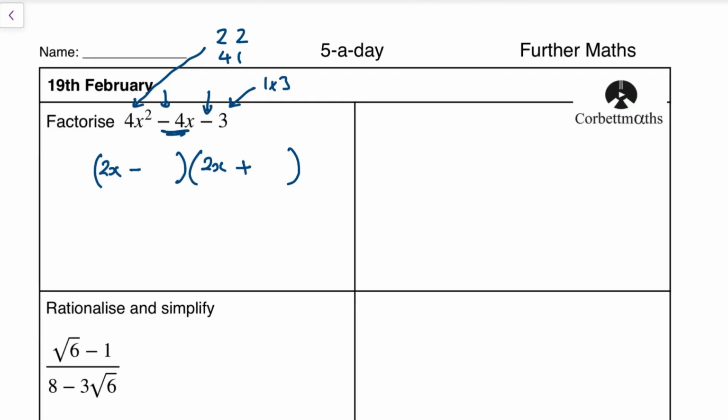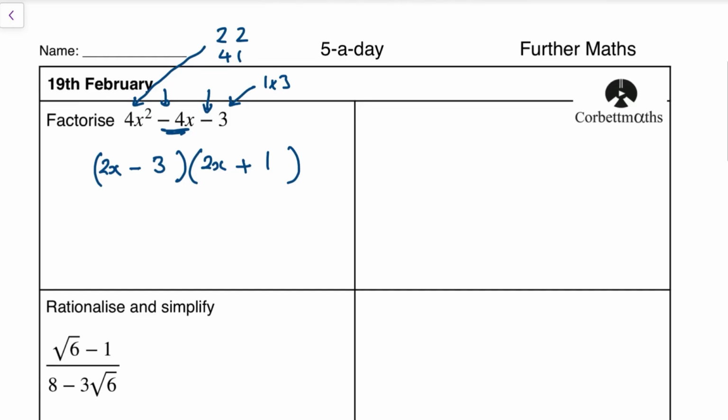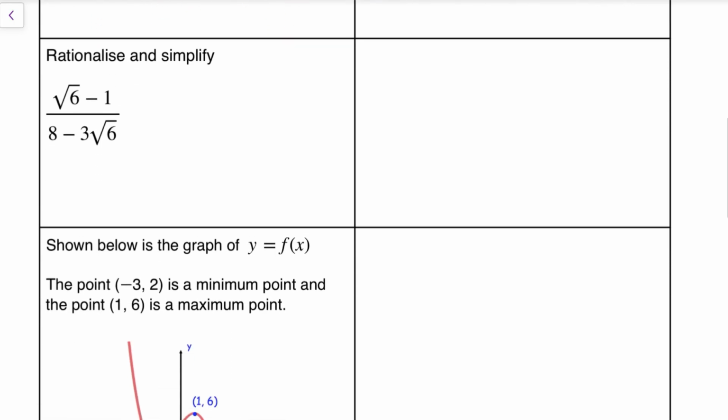So if I multiply 2x by 3, well, 2 times 3 is positive 6, and I can't get anywhere near minus 4. So therefore, I think it's most likely that the 3 goes here, which gives me 2x times minus 3, which is minus 6x, add back 2x, and therefore I get my minus 4x. And that will be my answer. Again, some of these are easier to work out than others, but I would say that's a relatively straightforward one to think your way through.